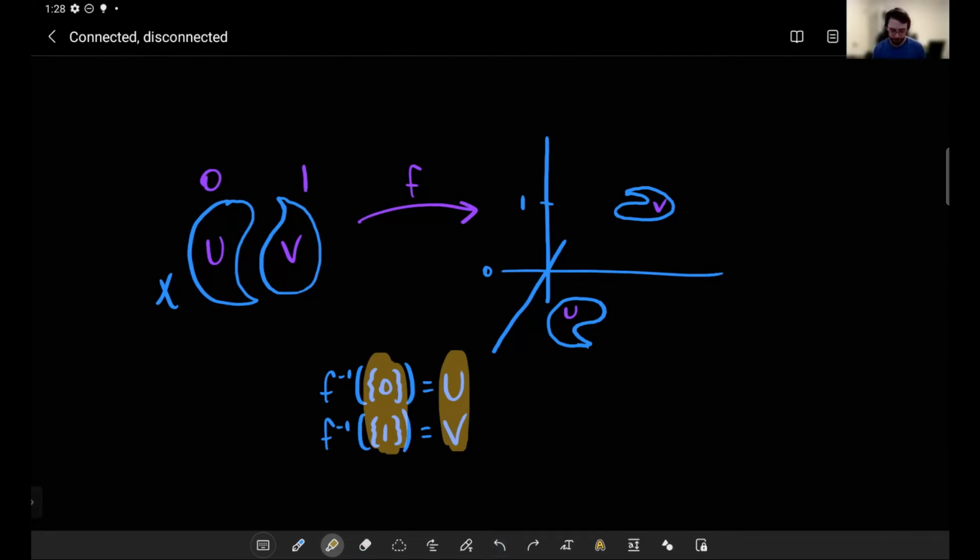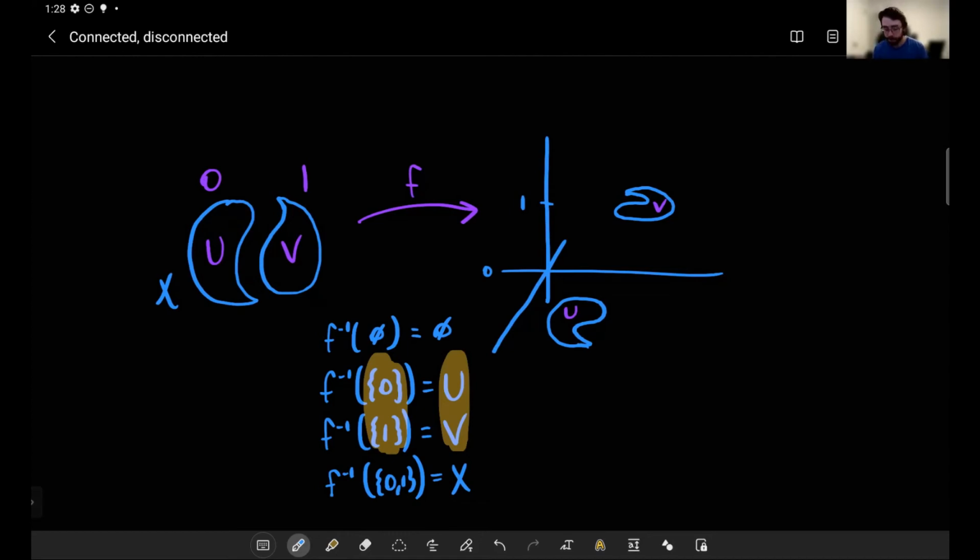And same for V. And really, to check continuity, you have to check that every open set has an open preimage, but the only other open sets are the empty set and the whole space, and certainly the preimage of the empty set is the empty set, which is open. The preimage of the whole space is the whole domain, which is open. So that's how I think about connectedness.